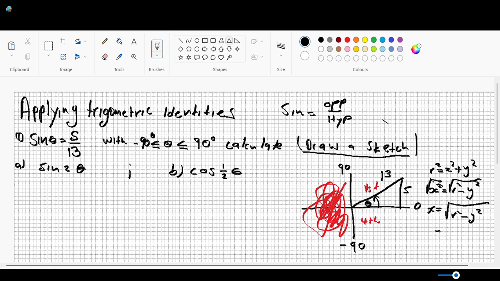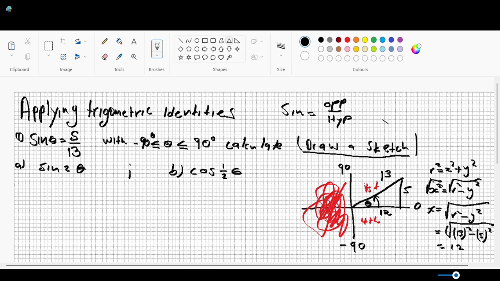Now we can start substituting. Remember, our hypotenuse r is going to be 13 squared minus, and then our y, the one that is given to us, is 5 squared, and this is going to give us 12, the answer. So we know that this side now you can write and say this side is equal to 12.